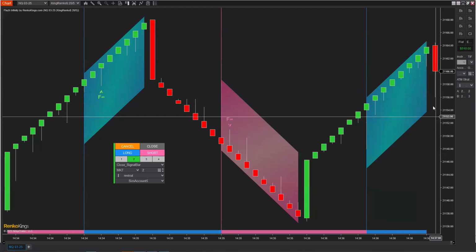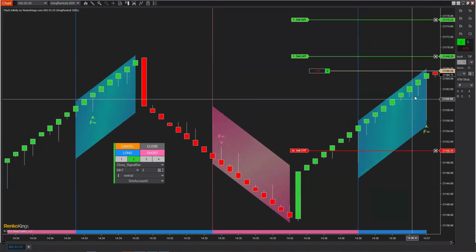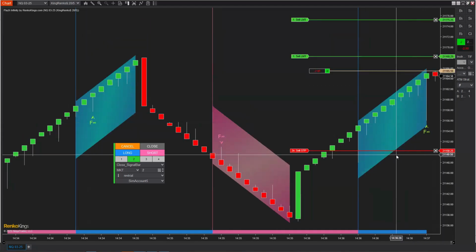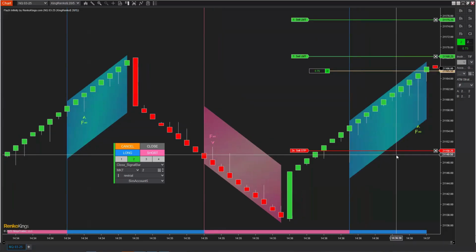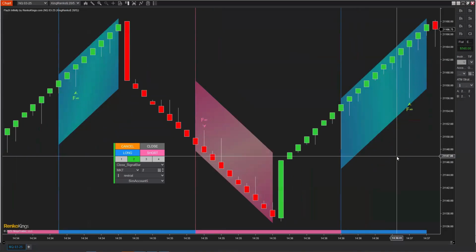If it's still in the zone here and this bar closes up, we might get a long signal. We did. Okay, so the bar closed up. We got a long signal. Target filled. Here is another target filled.